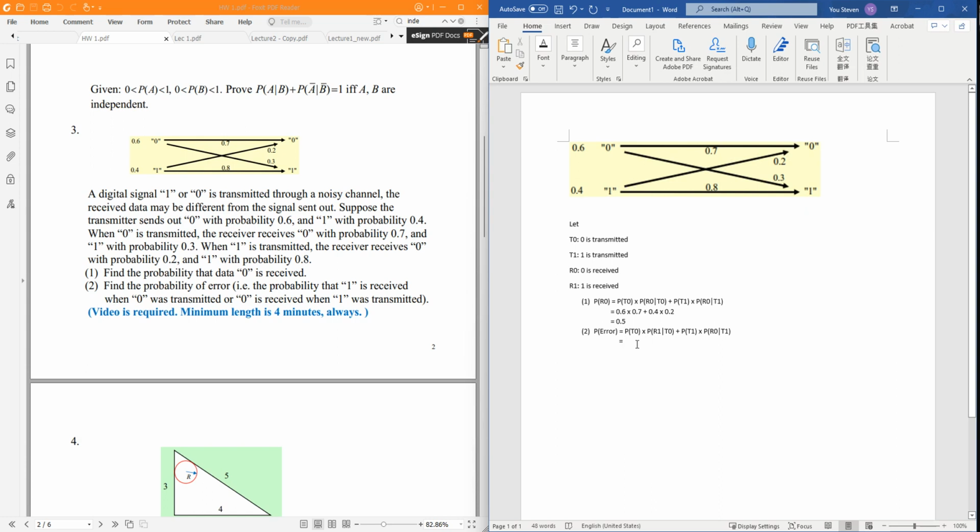So the probability of sending a 0 is 0.6 times receives R1 under the condition that T0 was sent, so it's 0.3, plus T1 is transmitted, 0.4 times R0 receives a 0 but under the condition that 1 is sent, so it's 0.2. Okay, so the final answer is 0.6.